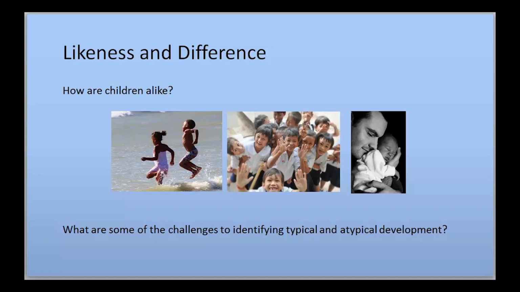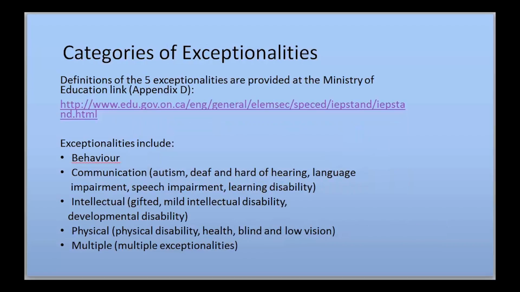While children are all alike in many ways, the remainder of this clip will focus on how some children are different. We will discuss students with exceptionalities. The Education Act, Section 1, defines an exceptional pupil as a pupil whose behavioral, communicational, intellectual, physical, or multiple exceptionalities are such that he or she is considered to need placement in a special education program.